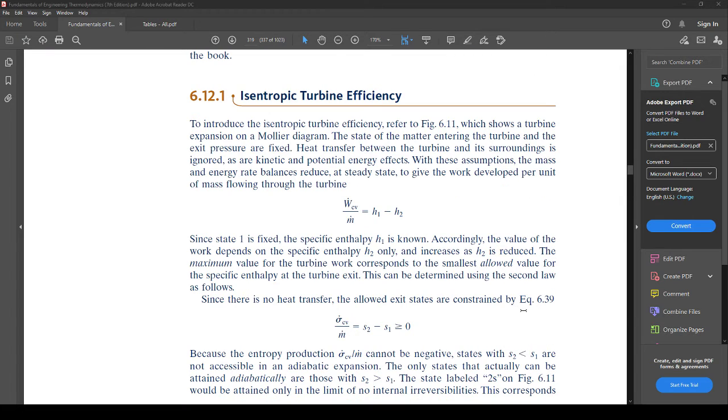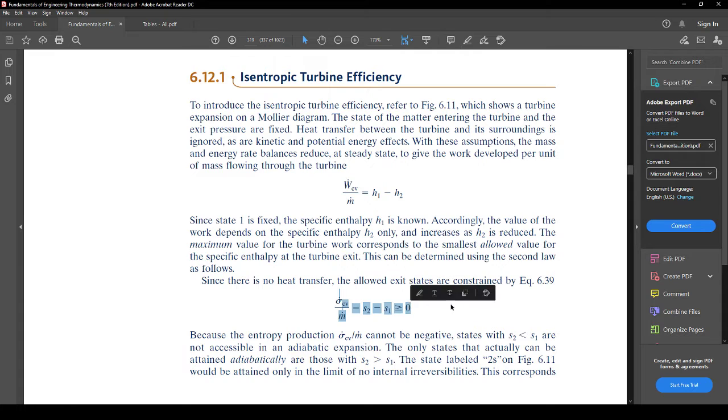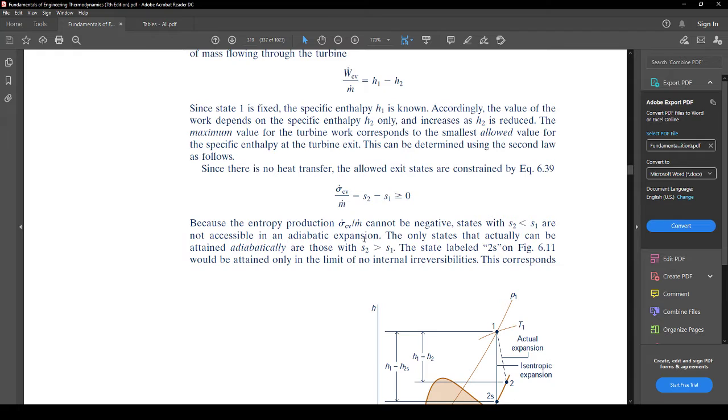So it says, the maximum value for turbine work corresponds to the smallest allowed value for the specific enthalpy at the turbine exit. This can be determined using the second law as follows. Since there's no heat transfer, the allowed exit states are constrained by this. Right? So we've seen this before. Sigma has to be equal to delta S, which has to be greater than 0. Okay? And it says, because the entropy production cannot be negative, states with S2 less than S1 are not accessible in an adiabatic expansion. The only states that can actually be attained adiabatically are those with S2 greater than S1.